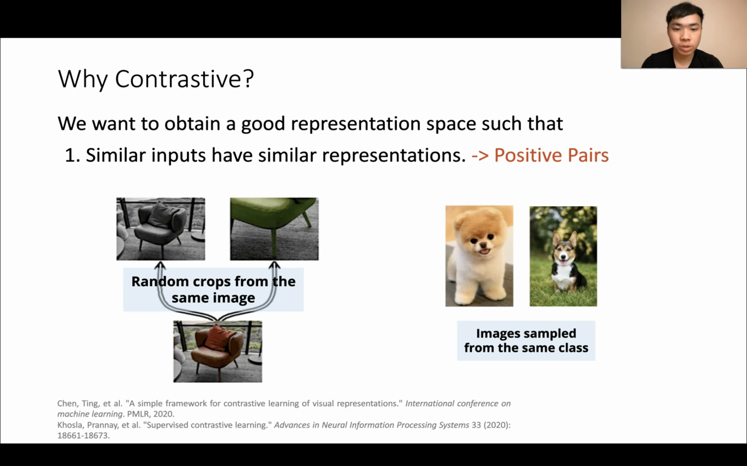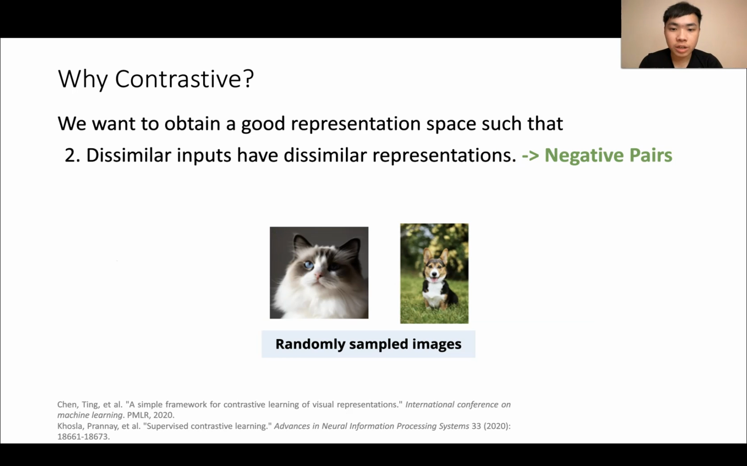For example, if you have two images of dogs, their representations should be similar in the vector space. And if you have two different augmentations from the same image, they are referring to the same object, so their representation should also be similar. This kind of similar data pair, we call positive pairs. On the other hand, if you have two images from two different objects or from two different classes, their representations should be dissimilar from each other. And this kind of data pair, we call negative pairs.